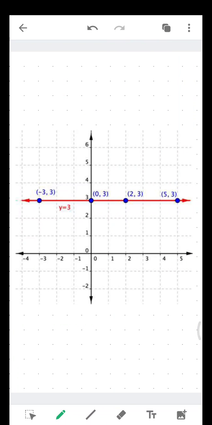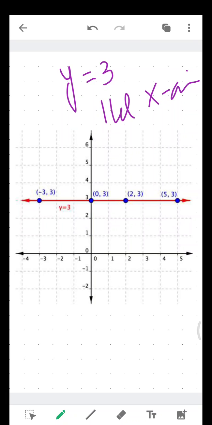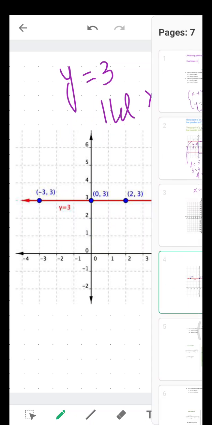Let's take another example. This is the graph of y is equal to 3. So I said graphs of the equations of the form y is equal to a will be parallel to x axis. So this is y is equal to 3, it will be parallel to x axis. This is a line parallel to x axis, and all the y coordinates in it are 3.